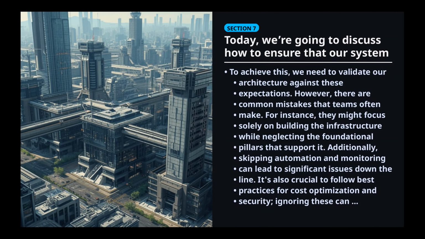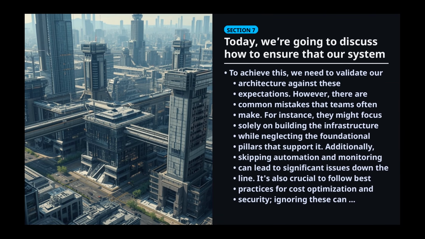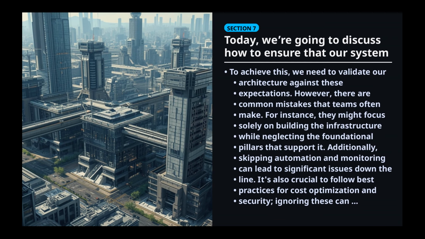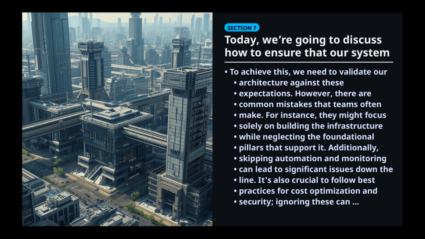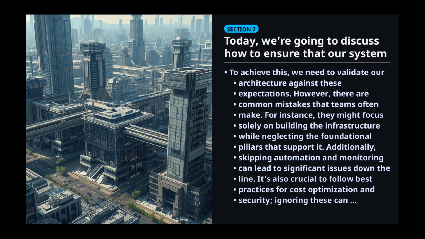A safe approach is to evaluate every decision through the lens of these pillars. Think of it like building a house. You wouldn't just focus on the walls without considering the foundation or the roof. In summary, by validating our architecture and avoiding these common pitfalls, we can create a system that truly meets our operational goals.